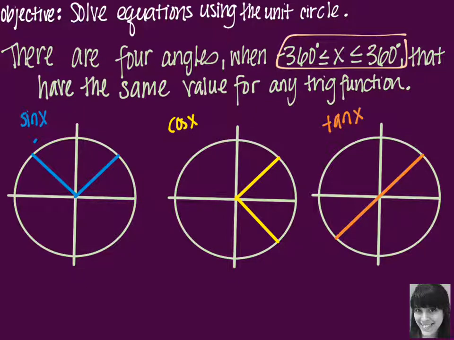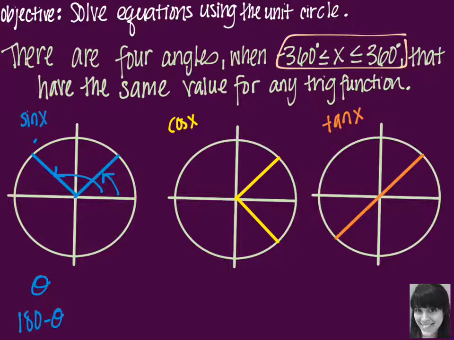Okay, so one thing I wanted to say is that if it says x is in between negative 360 and 360, this is what that looks like. So you'll have theta, right? You're always going to start out with theta because all the trig functions are positive in the first quadrant. And then you have the next one, which is 180 minus theta.